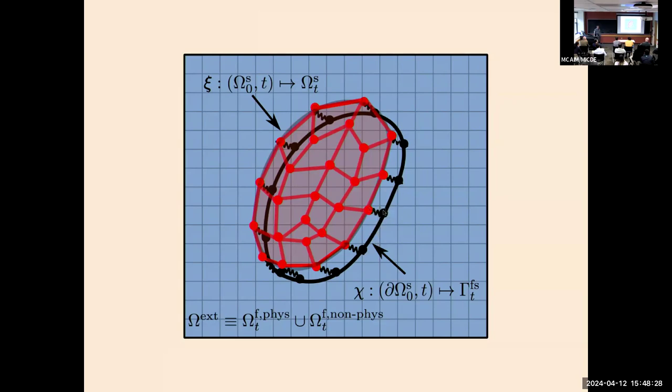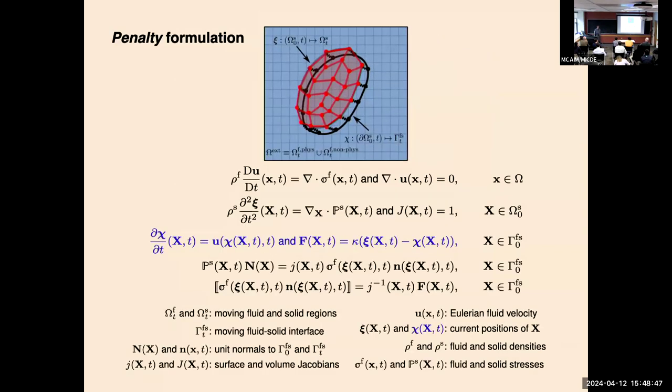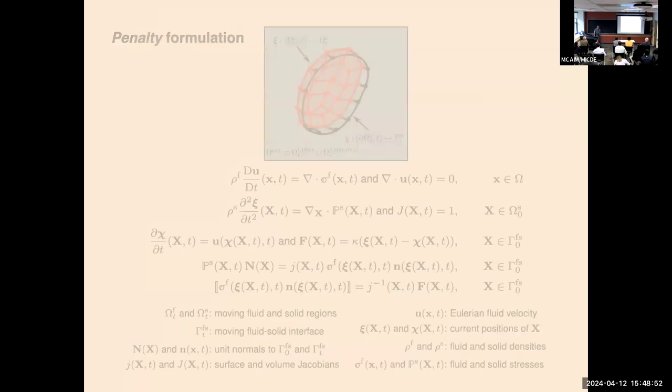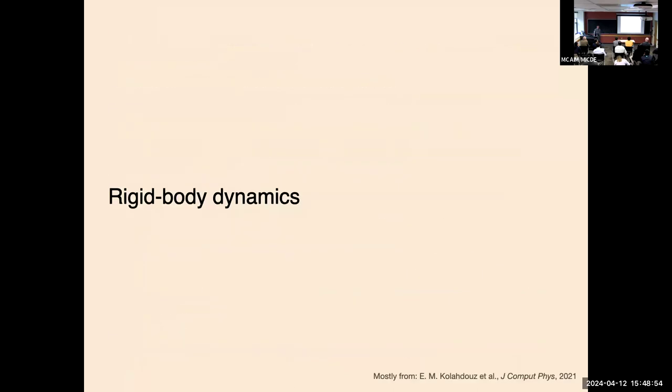So this black interface moves according to the interpolated fluid velocity. The red region moves according to the equation of elastodynamics. The motion of the red region is driven by the fluid tractions. Wherever this boundary goes, it pulls the fluid with it, and so we're weakly imposing the no slip condition. I'm going to skip the equations because I think just saying it in words is about as good. So how does it work?